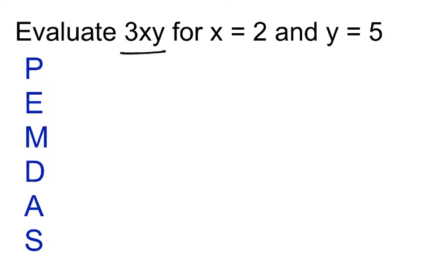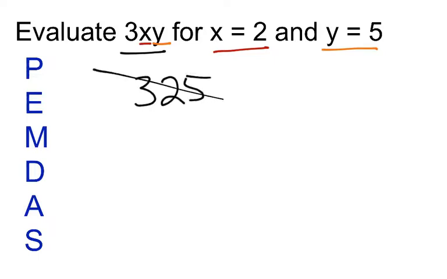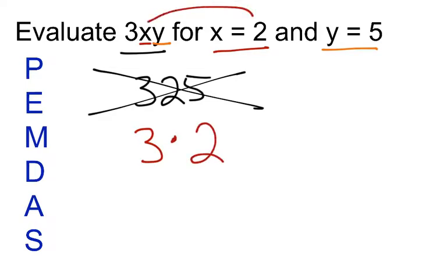Evaluate 3xy for x equals 2 and y equals 5. So we have x and y. So what does that mean? A common mistake is students will write 325. No, don't do it! This is a multiplication problem because it means 3 times x, which is 2, because we plug it in where we see it, times y, which is 5.